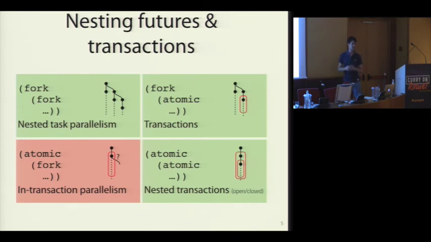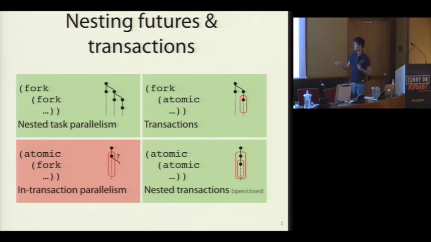In this paper, we studied the combinations of futures and transactions. So if you try to create a future inside another future, this is nested task parallelism, which we saw in the first example. In case you try to create a transaction in a future, you get regular use of transactions, which we saw in the second example.